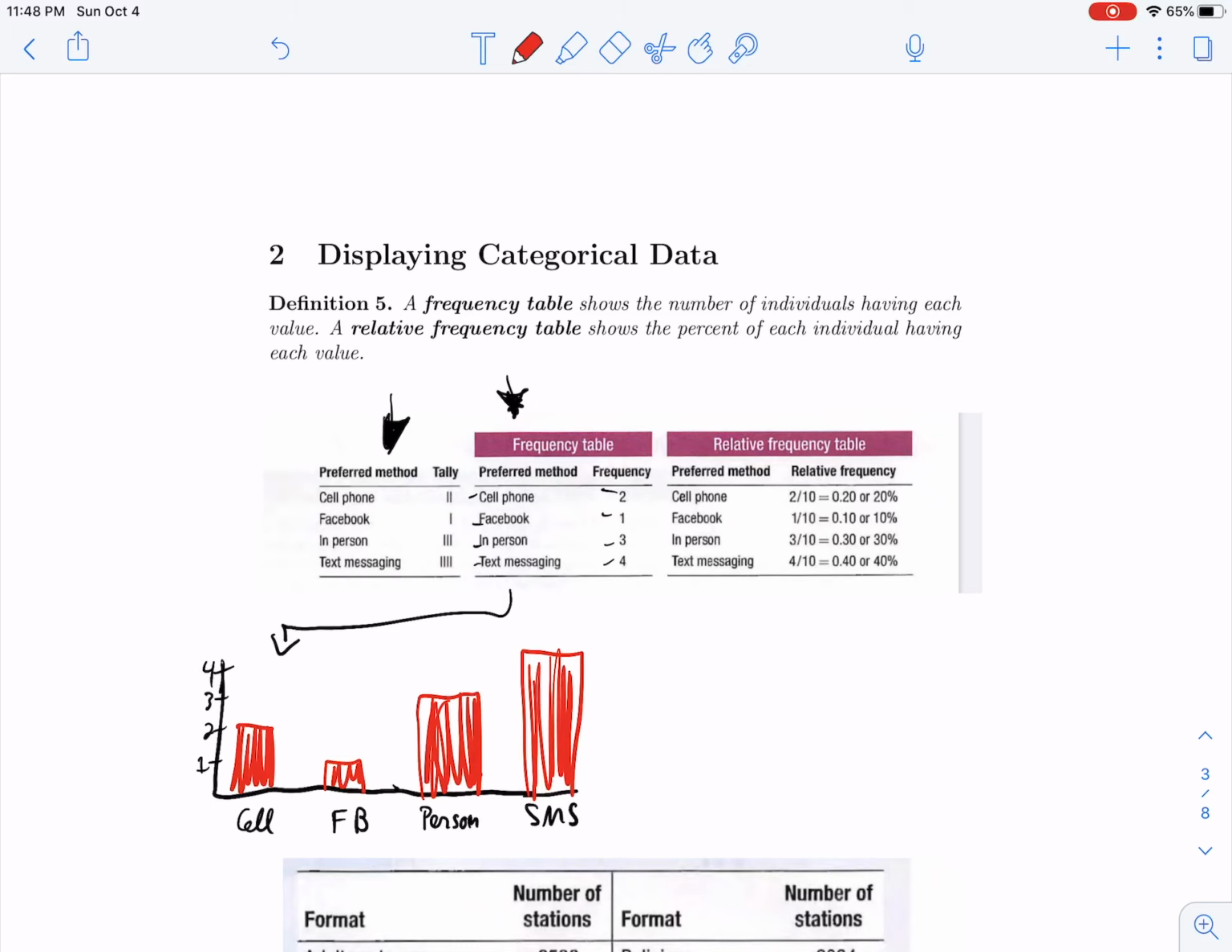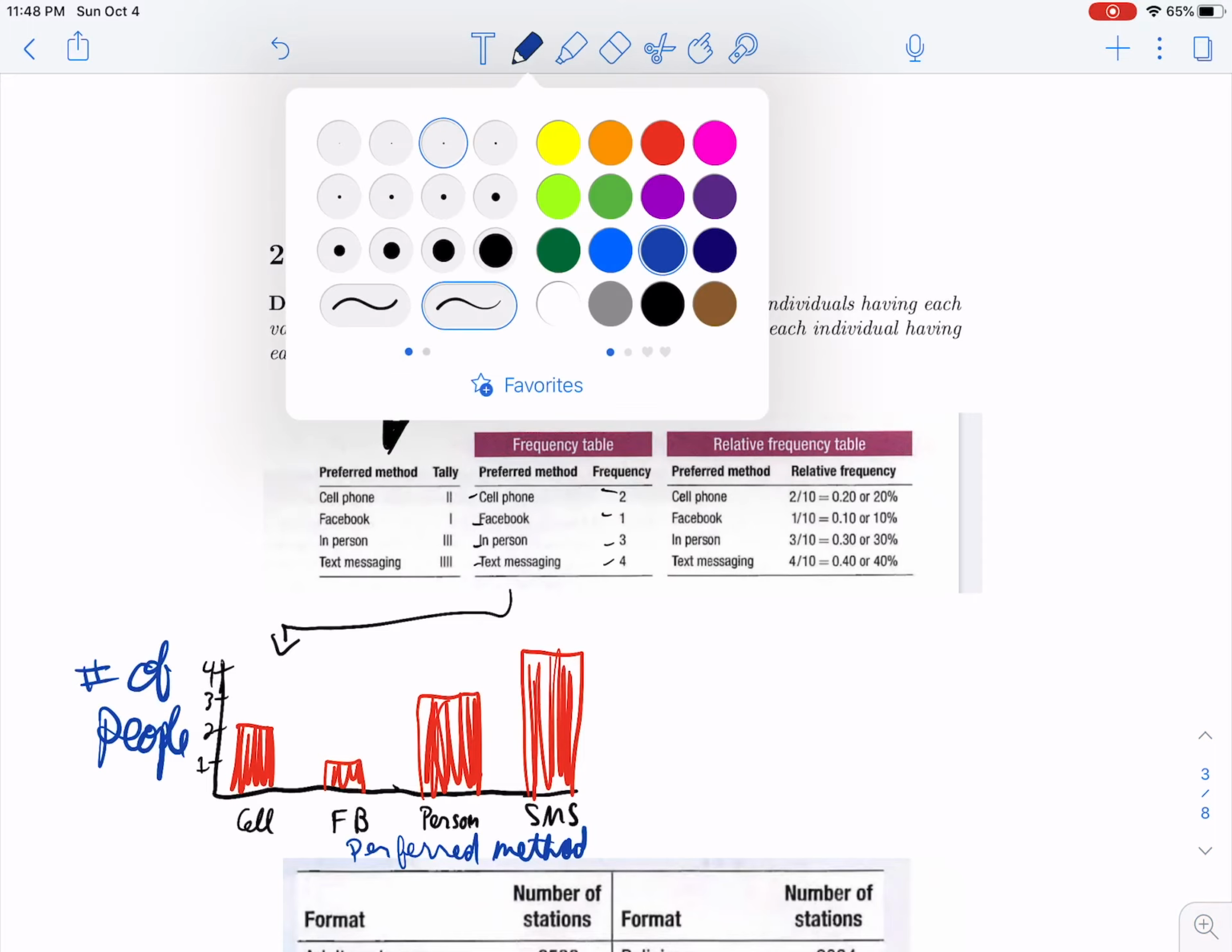And whenever you make a chart, whenever you make a graph in statistics like this, you do need to label your axes. So this is preferred method. And this is number of people. All right, so if you don't label your axes, you are wrong because you don't know what your chart is talking about. All right, so that's a frequency table, and it turns into bar graphs.